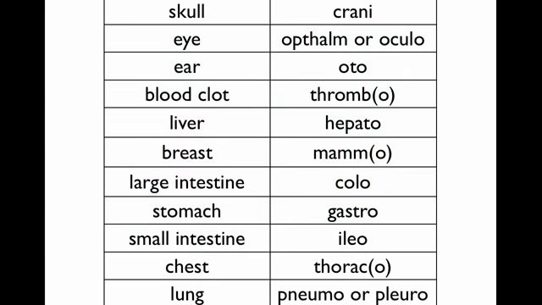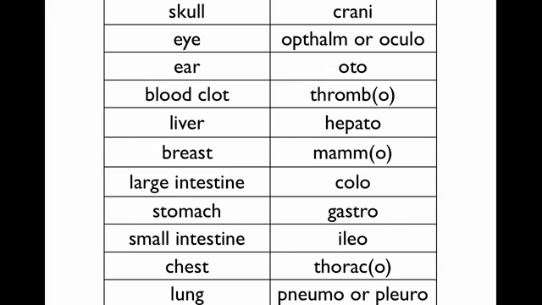So here's some more. Some of these you may know. They're all pretty common. The skull itself actually is referred to as the cranium. You've probably heard of that. The eye, you'll see things like ophthalmologist. You'll see ocular. The ear is oto, O-T-O. Otoliths, those are the tiny little bones in the ear. They're actually the smallest bones in the body. That's what I was mentioning earlier. A blood clot, you've probably heard of thrombosis.